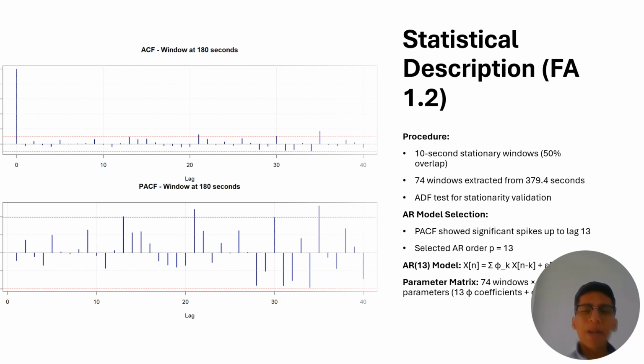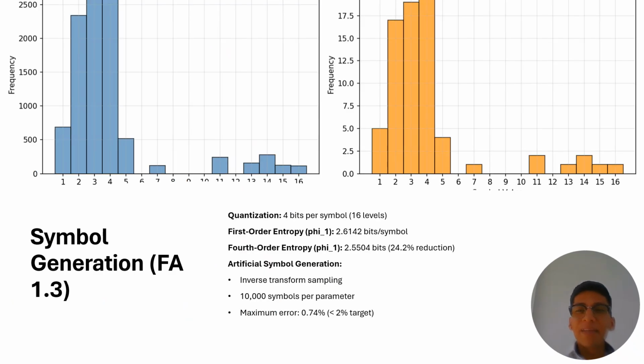We extracted the AR parameters for all 74 windows, resulting in a 74 by 14 parameter matrix containing 13 AR coefficients and the innovation variance. These parameters become our symbols for compression. Each AR coefficient was uniformly quantized to 4 bits, giving us 16 symbol levels. The first-order entropy for phi 1 is 2.61 bits per symbol, while the fourth-order entropy is 2.55 bits, representing a 24% reduction due to statistical dependencies between symbols.